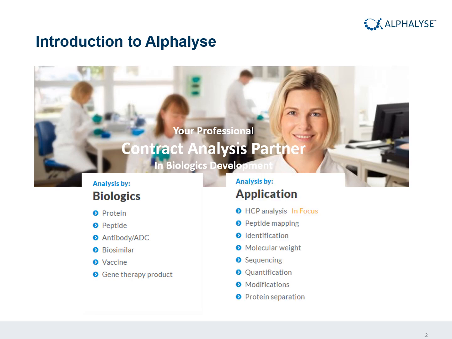So as I already mentioned, our technology is mainly based on mass spectrometry. Over the years we have been involved in a lot of peptide mapping projects, identification of proteins, molecular weight determination, intact analysis, quantification, and also, of course, a lot of modifications, looking at glycans and disulfide bridges.